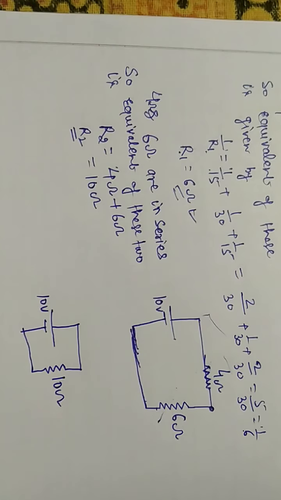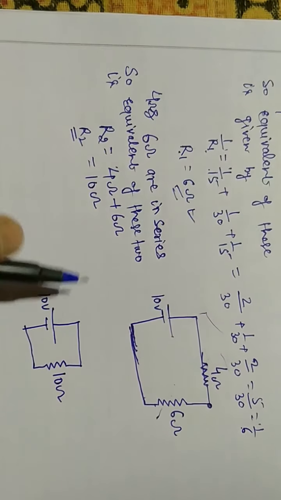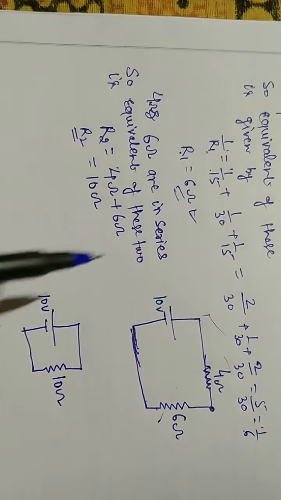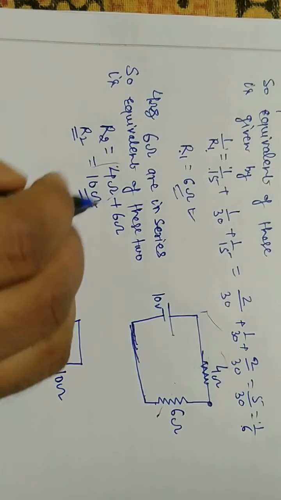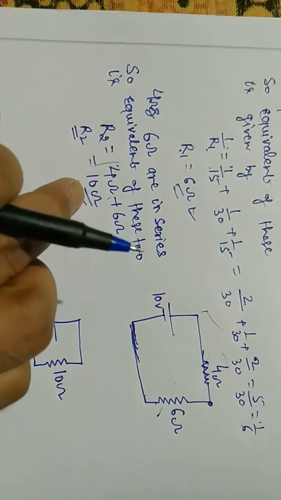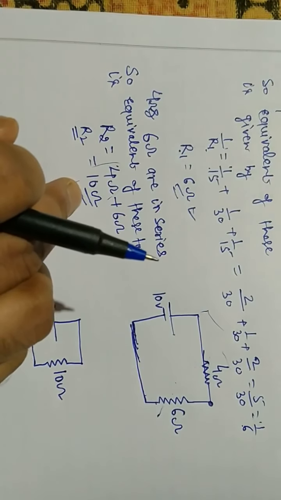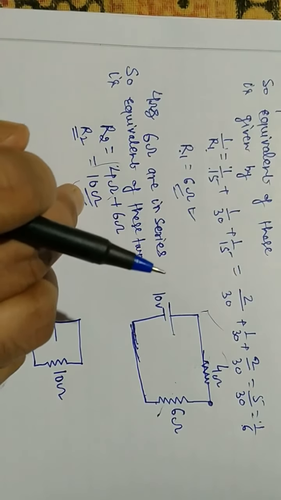Okay, so we get the equivalent resistance of this circuit, but actually this is not our aim, to find out the equivalent resistance only. This is the part to complete our aim. Okay, this one is a step.